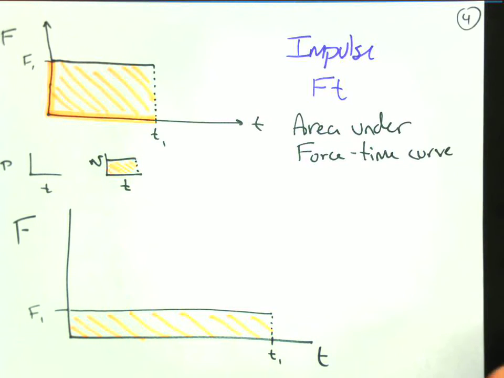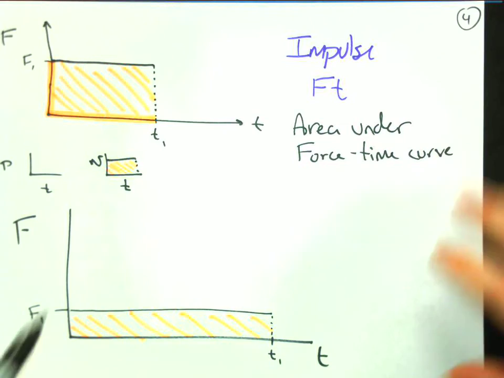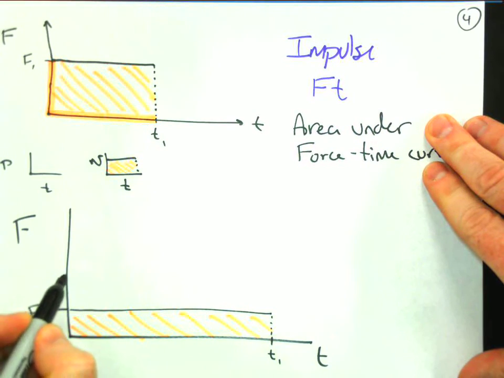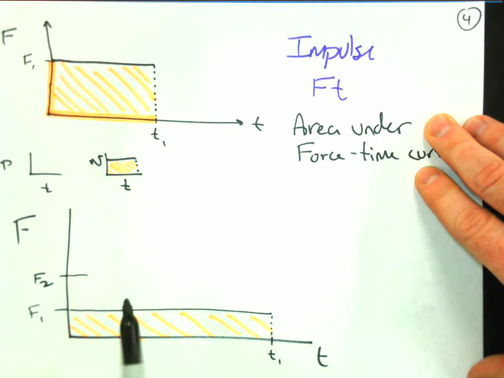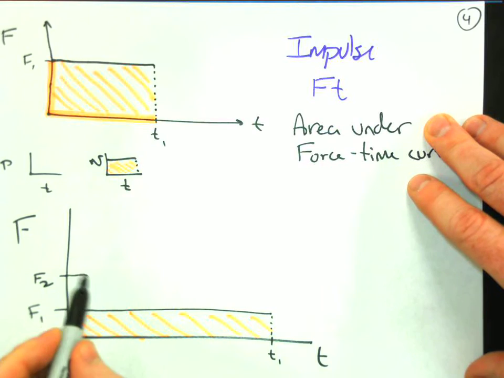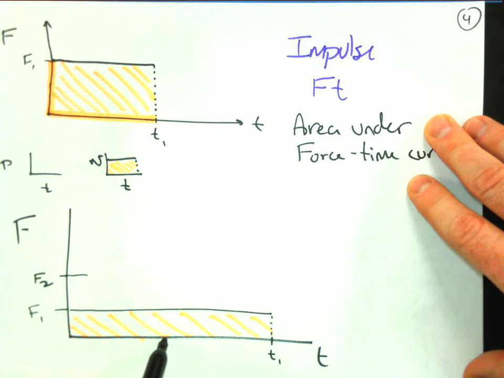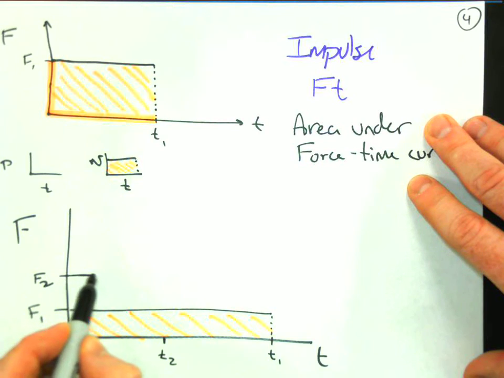Could you achieve the same change in momentum using a different amount of force? Well, sure you could. What if you doubled the force? So you went to force 2. Well, if you apply that force consistently, then to get the same area underneath your curve, you're going to have to go to half the time. So T2, to achieve an equal amount of impulse.